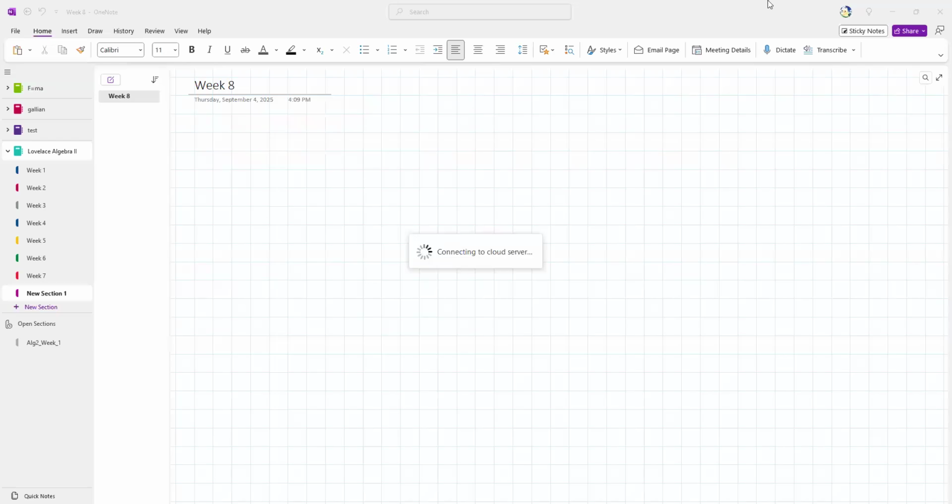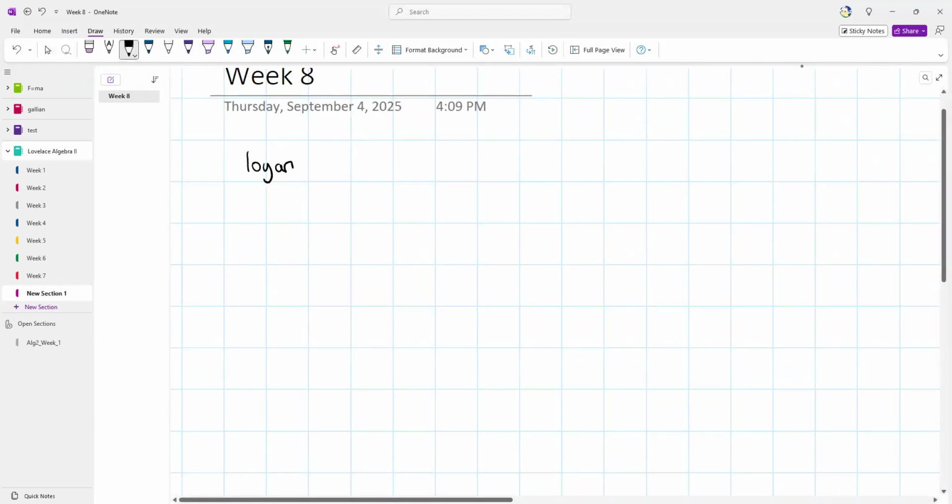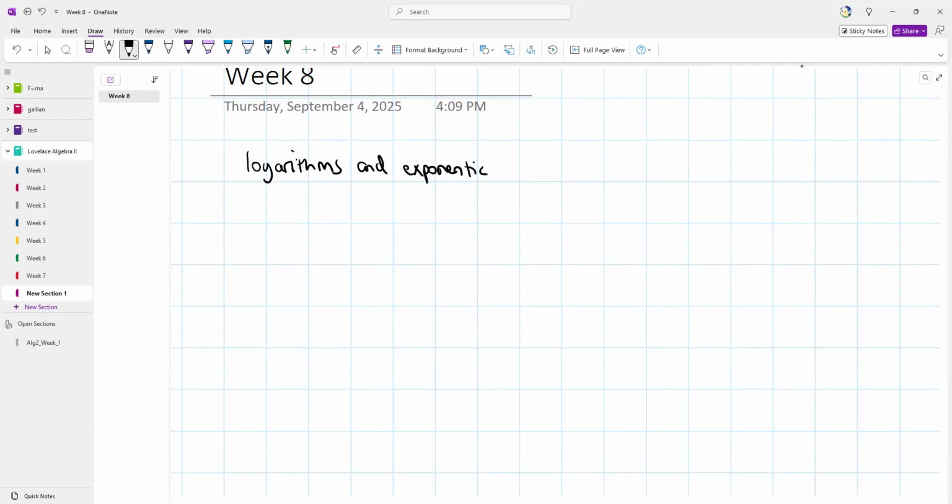Okay, it will be about logarithms and exponential functions. So let's first talk about exponential functions because they're like a simpler version.